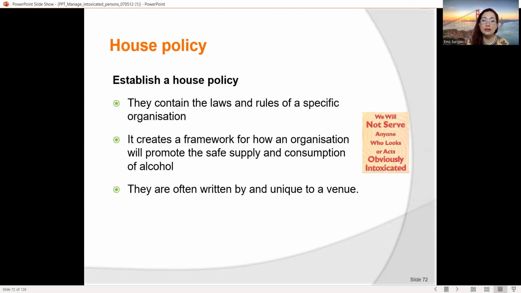House policy must contain the laws and regulation of a specific organization. It creates a framework of how the organization will promote the safe supply and consumption of alcohol. They are often written by and unique to a venue. So it should have stated, we will not serve anyone who looks or acts obviously intoxicated. So you can post it anywhere.